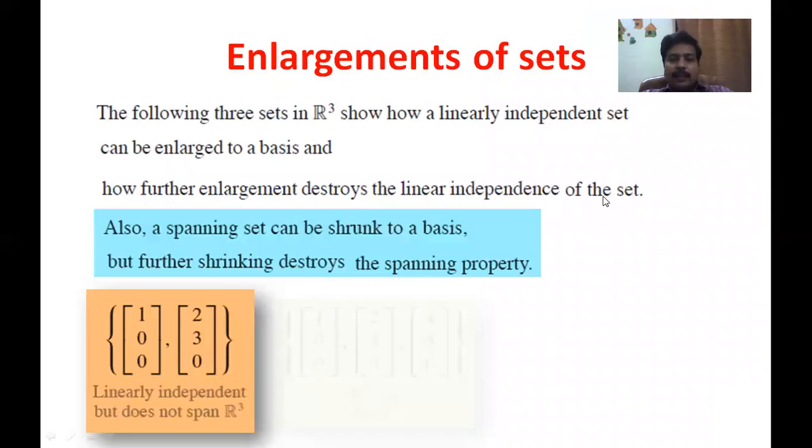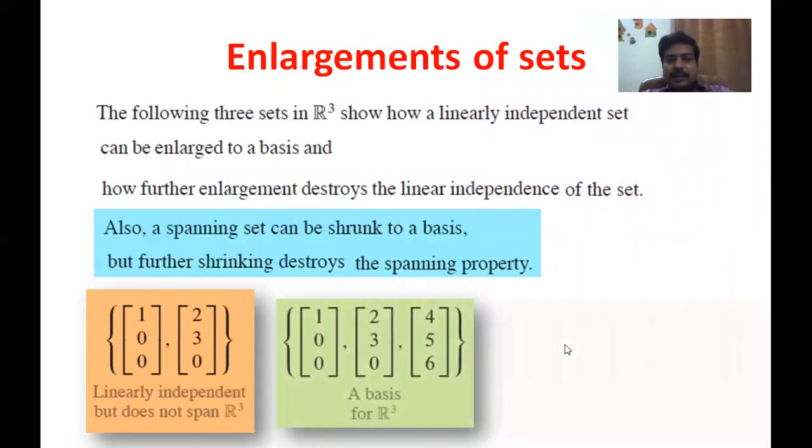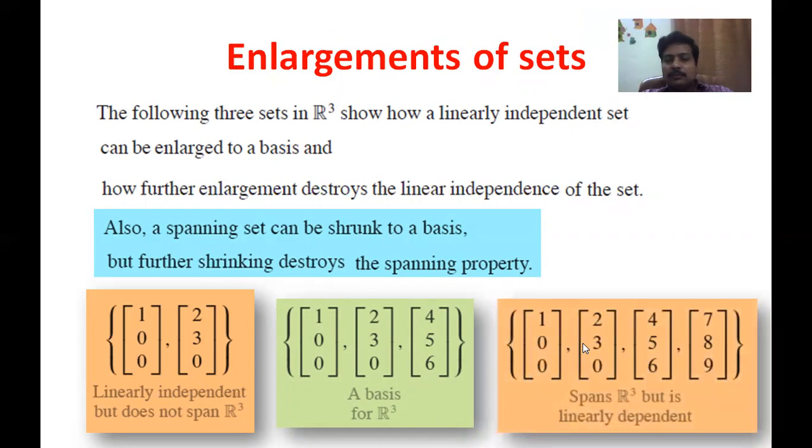So a basis can be extended, then it will span Rn, but its property of linear independence will be lost. If a basis is extended and one more vector is added to that one, then the set will become linearly dependent. If we shrink a basis, remove a vector in the basis, it cannot span the vector space.